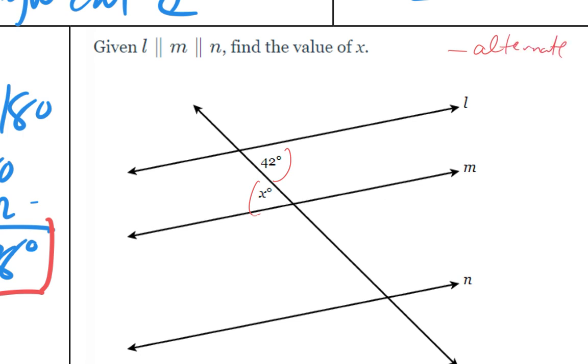And what do we notice? Ooh, we got one parallel line, we got another parallel, and a third one. So this tells us they are all parallel. So we're not even concentrating on that. Let's just look at these two right here, right?